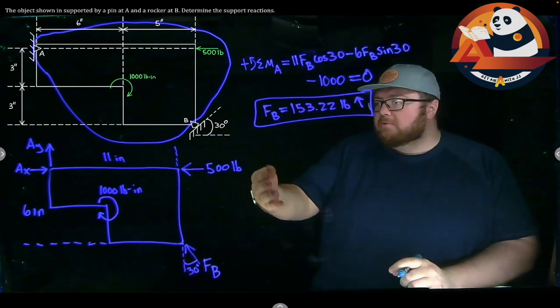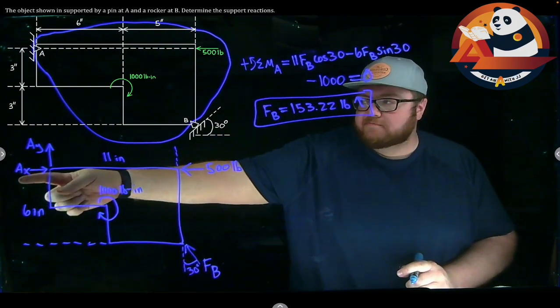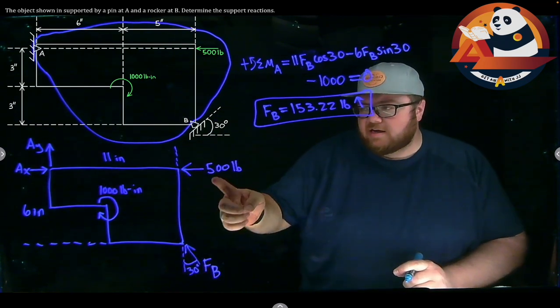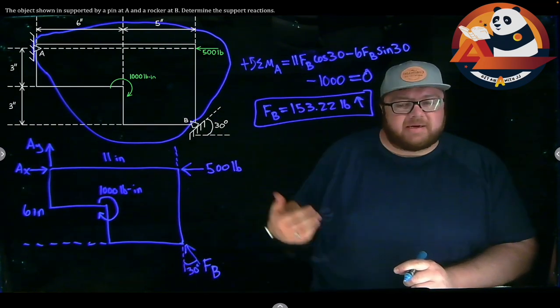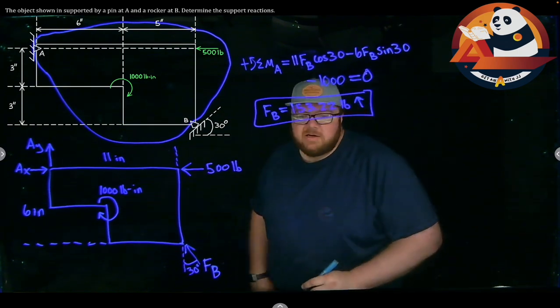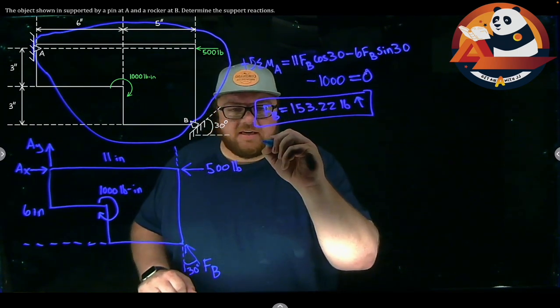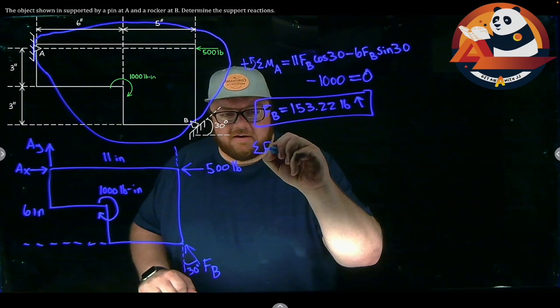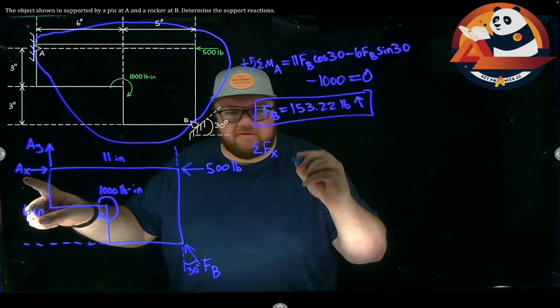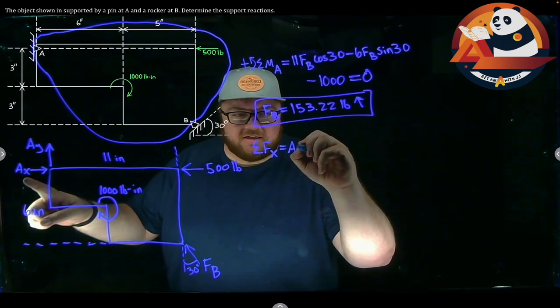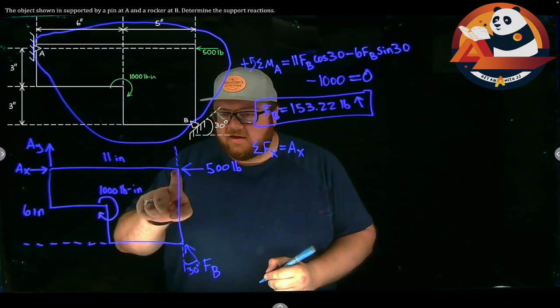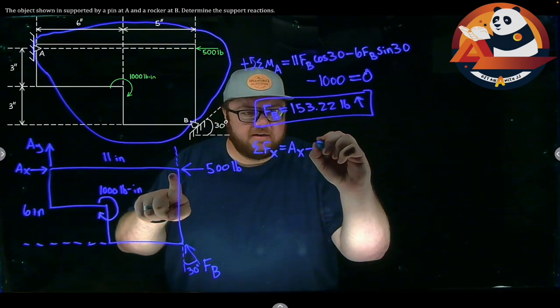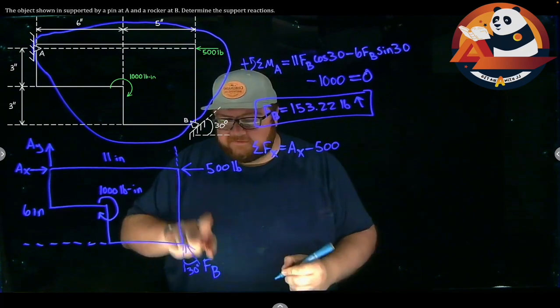Once I know FB, well, now if I sum forces in the X, I'll have AX, this 500 pounds, and a known FB. AX is my only unknown. So let's go there. Summing forces in the X direction. I have AX, I assumed it went to the right, so I'll put it as positive. 500 goes to the left, minus 500.